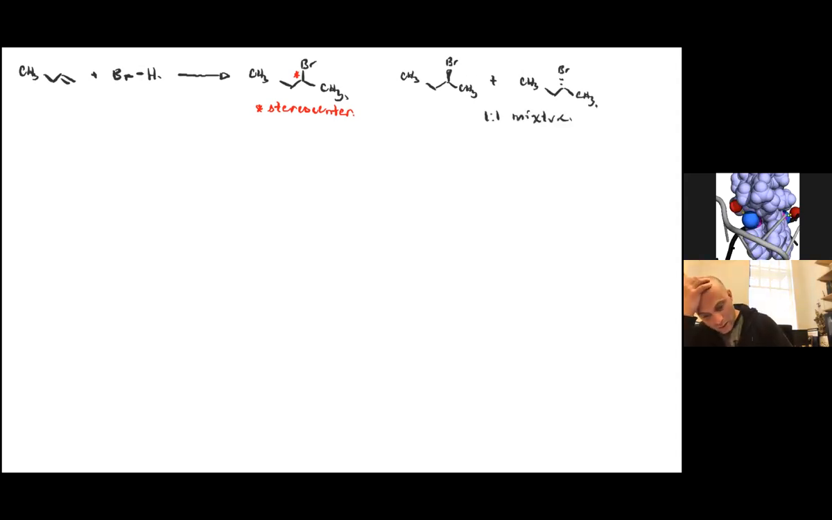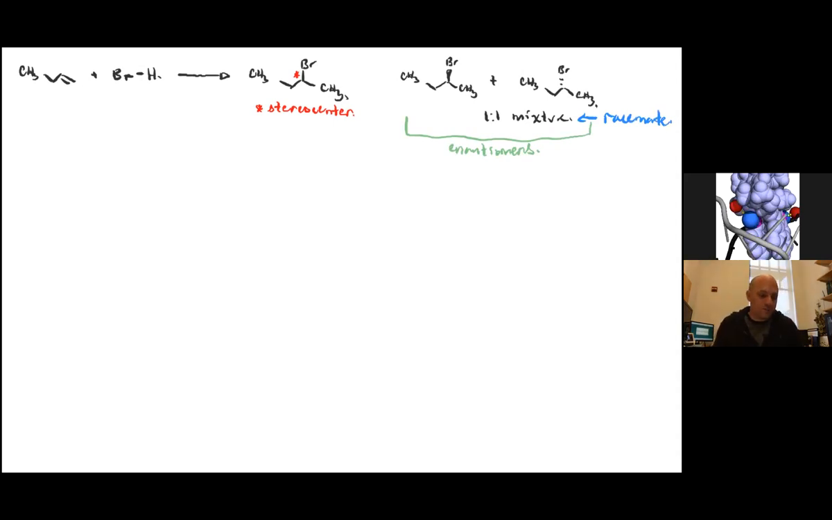Okay, so these two compounds are enantiomeric. And they're formed as a one-to-one mixture. And so another name for the one-to-one mixture is a racemate. Okay, and so this answer to this question is no longer acceptable. We need to start including the stereochemistry.